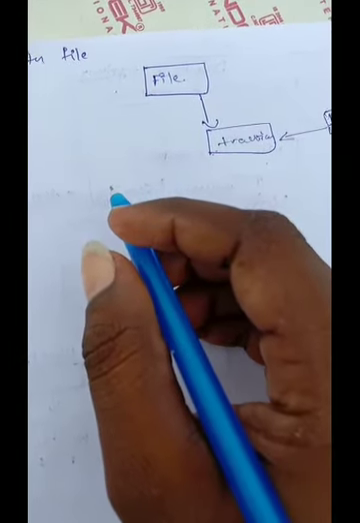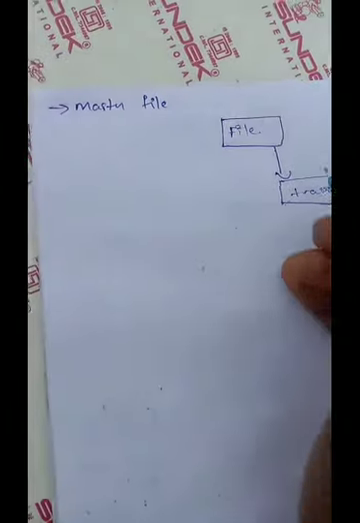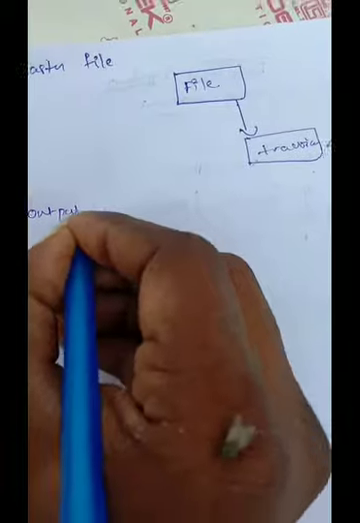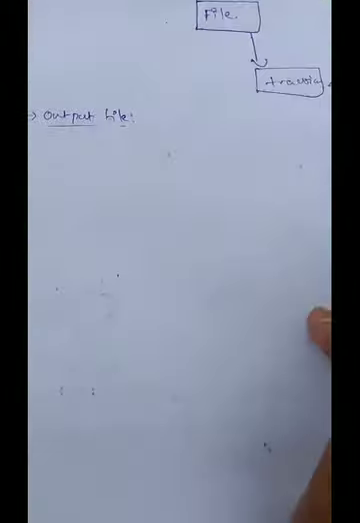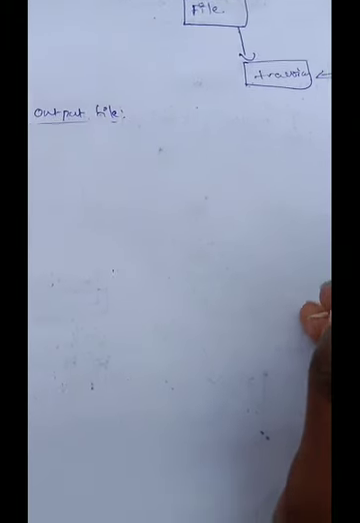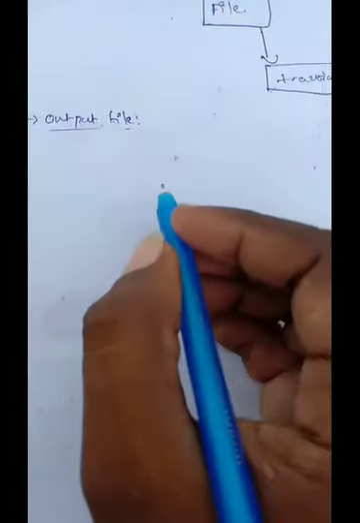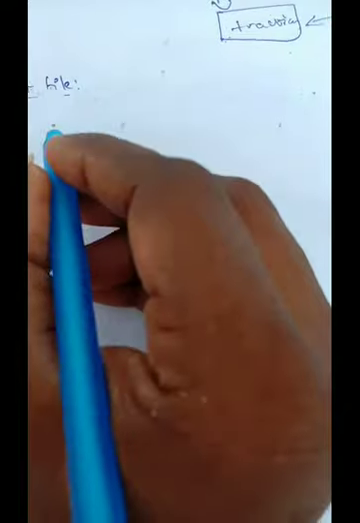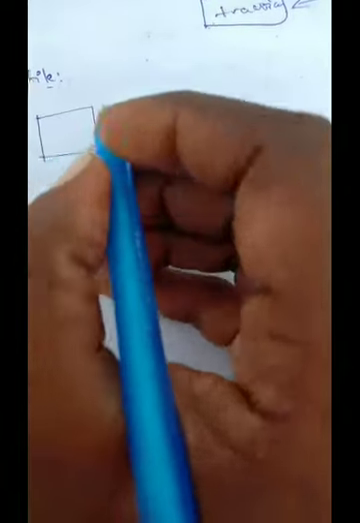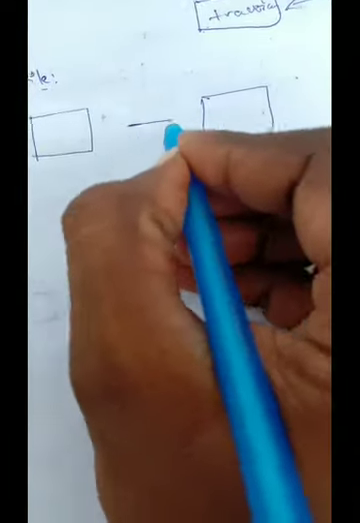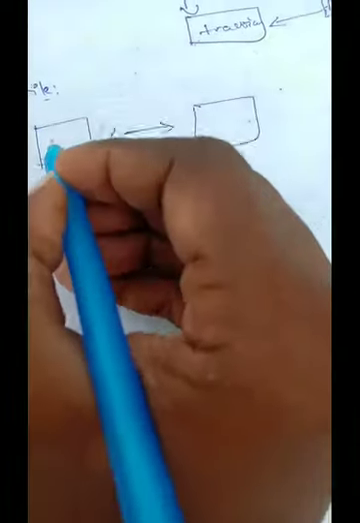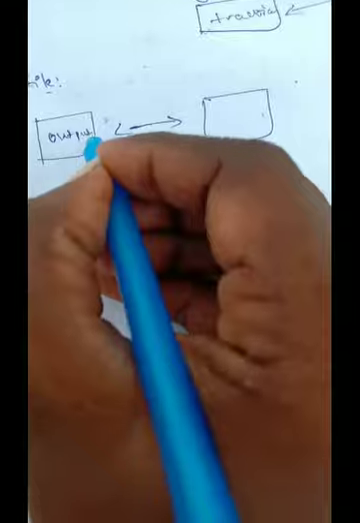And the next file is the output file. The output file is used to store whatever operations are performed. The resulting operations are stored in the output file.